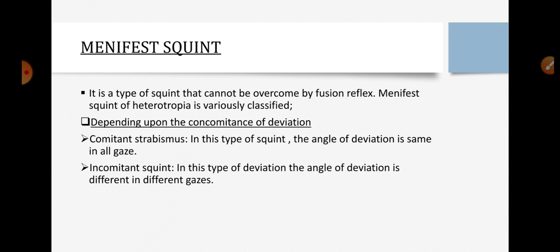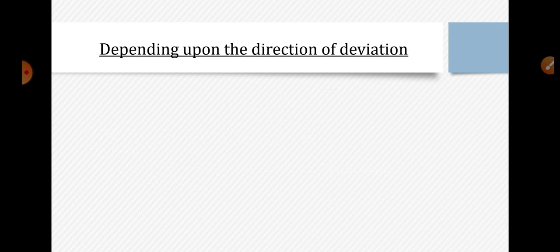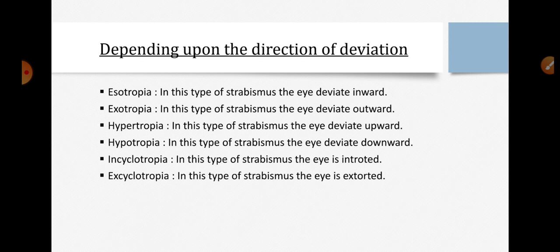So, depending upon the concomitance of deviation, there is comitant strabismus. In this type of squint, the angle of deviation remains constant in all gazes. That is comitant deviation. Now in incomitant squint, the angle of deviation is different in different gazes. That is incomitant squint.